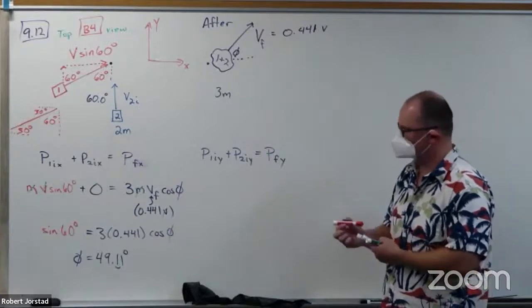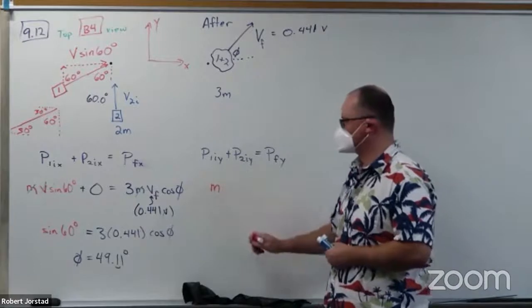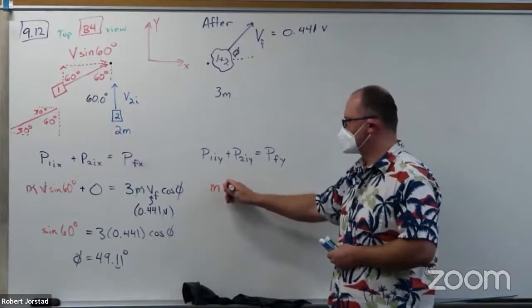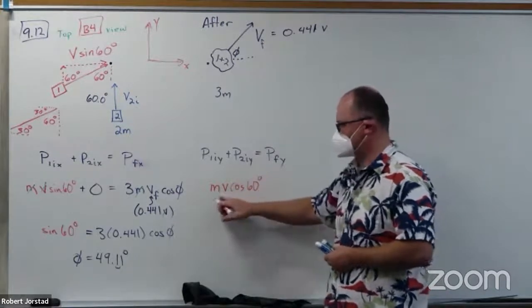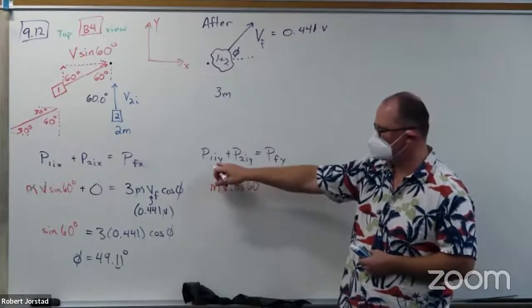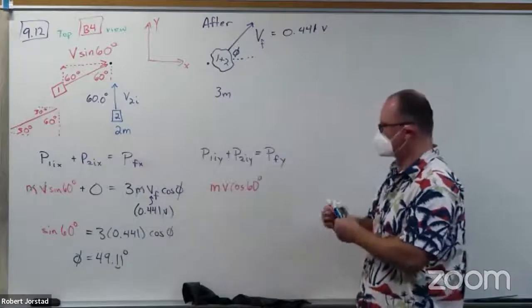P1, so what mass do I use? M. What speed do I use? The cosine of 60. Do I need to worry about any plus or minus signs? Is it plus or minus? Plus, it's up.